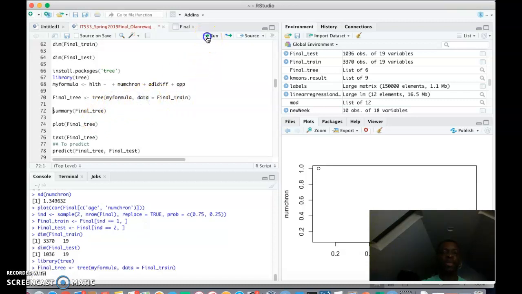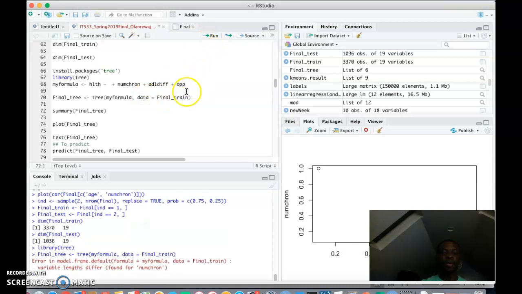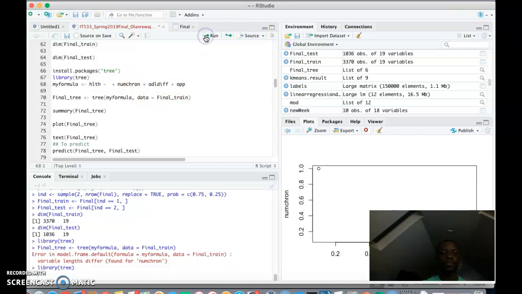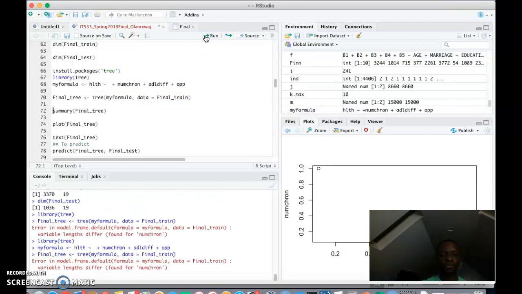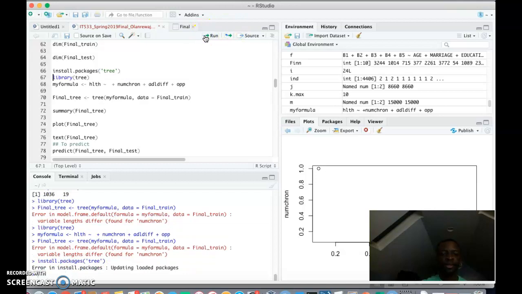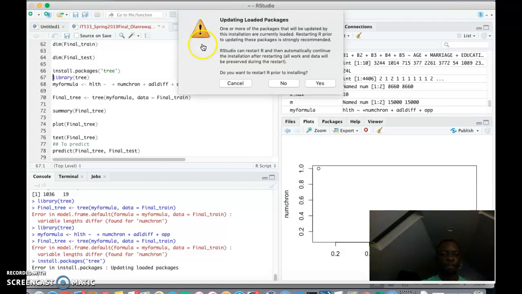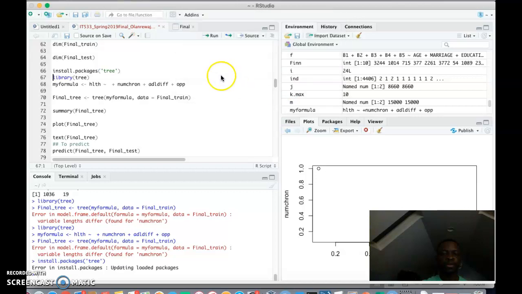So, oh, come on. Error. It should not be an error. I already did this, and it was quite okay when I did it. Let me run the tree package. All right, I believe it's correct because I already got this answer quite well.